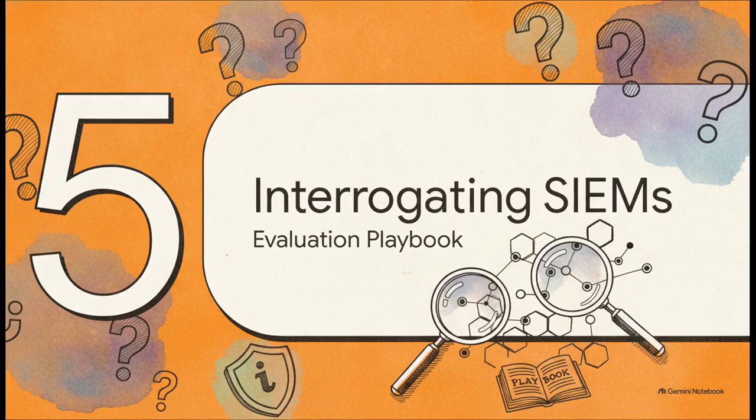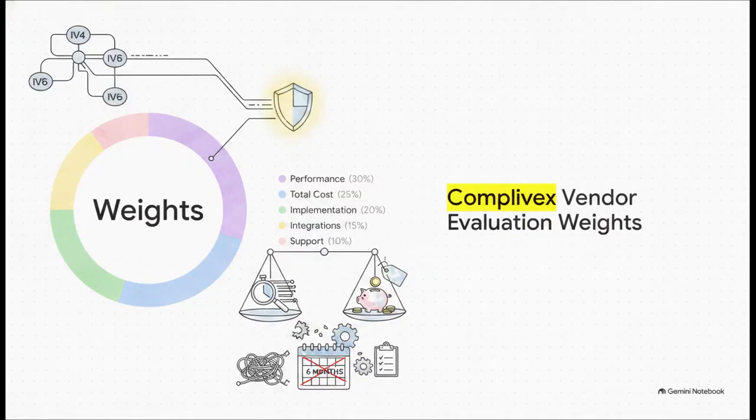And finally, Section 5. Interrogating your SIEM vendor. This is your tactical evaluation playbook. When you are evaluating a vendor for this dual-stack reality, base your scoring heavily on these ComplyVex evaluation weights. Look at how much we are prioritizing real-world performance and false positive management. That's 30% of the weight right there. Total cost transparency is another 25%.